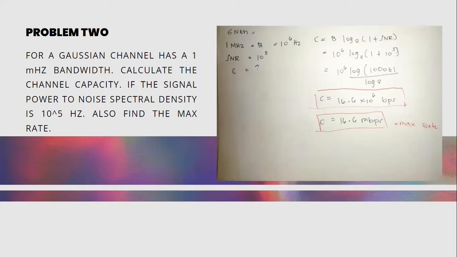The question from problem number 2 is to find also the maximum rate. And so to find the maximum rate, we sum up the formula, which is 16.6 Mbps in bits per second.